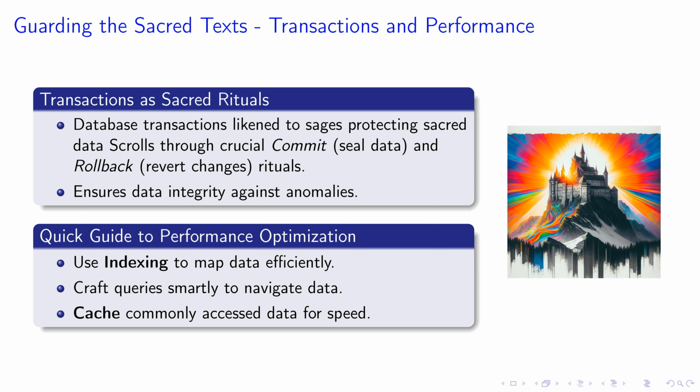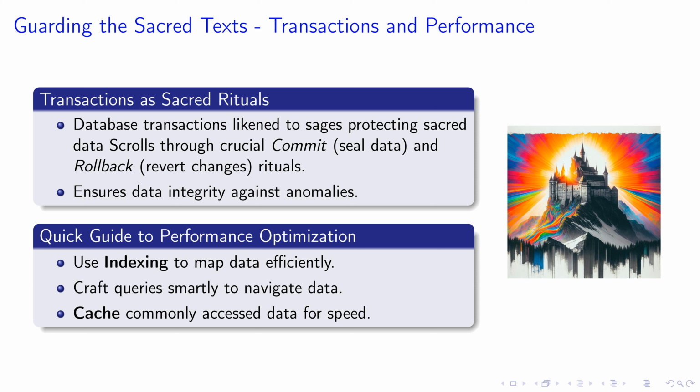Today, we delve into database transactions and performance optimization in SQL. In essence, database transactions are a sequence of operations grouped as a single unit. Commands like commit seal data, whereas rollback reverses changes. An example sequence could be START TRANSACTION, UPDATE customers SET contact_name = 1, COMMIT. This ritual ensures data integrity against anomalies.